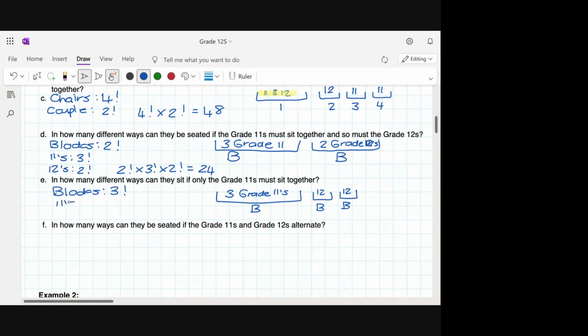In terms of grade 11s that are sitting inside that block, I've got 3. Do I have grade 12s sitting inside the blocks? Yeah, I do, but it's only 1 grade 12 sitting in a block and 1 grade 12 sitting in a block. So do I need to do a factorial calculation? Well, I could say 1 factorial, 1 factorial, but what a waste of my time. So 3 factorial times 3 factorial is going to give me what? What's 3 factorial times 3 factorial? That gives me 36.